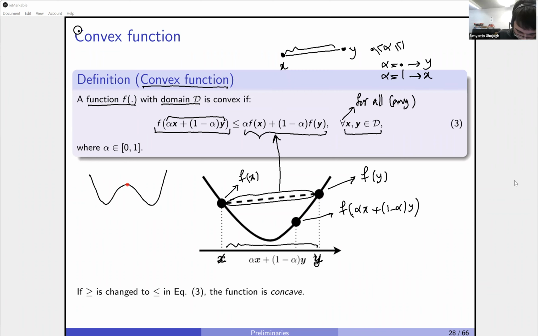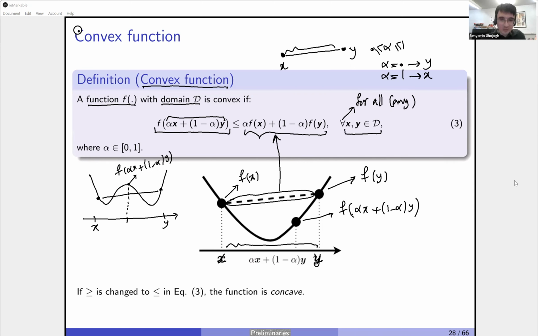See, for example, for these two points, this is x, for example. This is y, and let us choose alpha in a way that this becomes f of alpha x plus (1 minus alpha) y. And as you see, this doesn't lie below this line. Therefore, this is not a convex function.